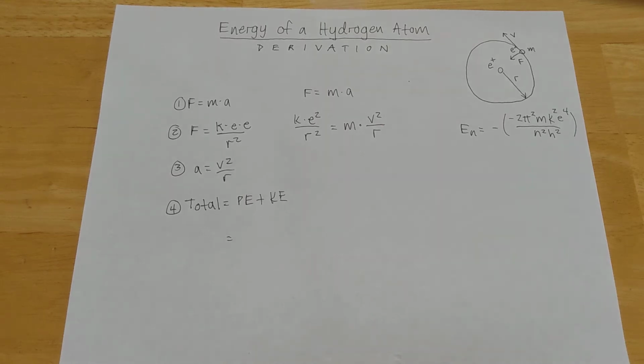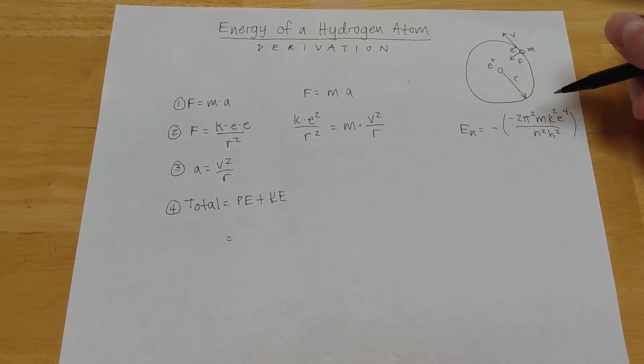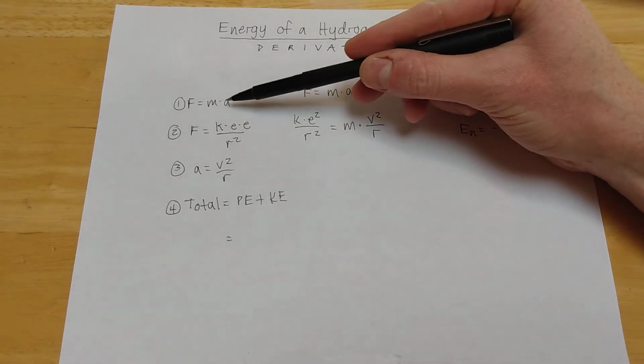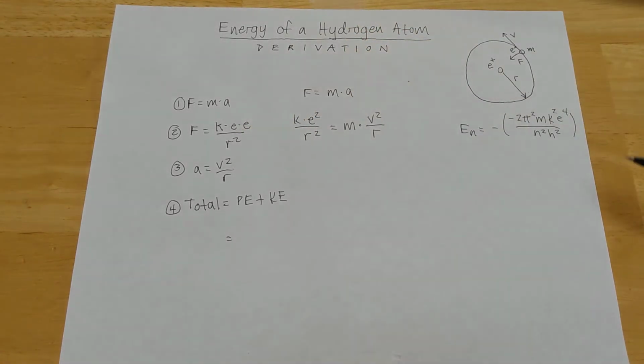My goal in this video is to show the derivation of the energy of a hydrogen atom, or the energy of the nth Bohr orbit, and eventually to derive where this equation over here comes from. We're going to start with a technique very similar to, in fact the same technique that we did in the last video, using Newton's second law, Coulomb's law, and centripetal acceleration.